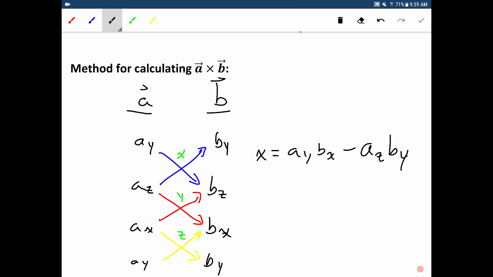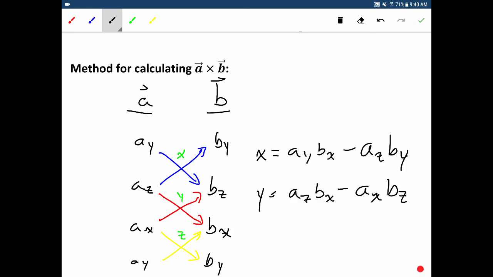And of course, I'm doing this with algebra, but when you're actually writing it out like this, you can just write down the numbers. You don't have to write AY, AZ, AX. You can write 2, 3, 7, whatever it is. Okay? And then Y gives us AZ times BX minus AX BZ.